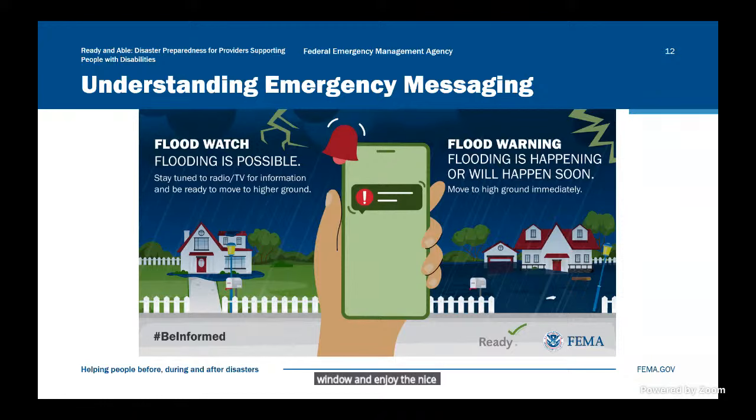But then on the other side of this graphic, it shows flood warning, and the image shows the same house, but with more severe rain coming down, and the water is pooling up all around the house, covering parts of the door and the garage door. And so a warning means something is happening at that moment or will happen soon. And it says move to high ground immediately. So when you get an alert that says warning, that means you need to take immediate action.